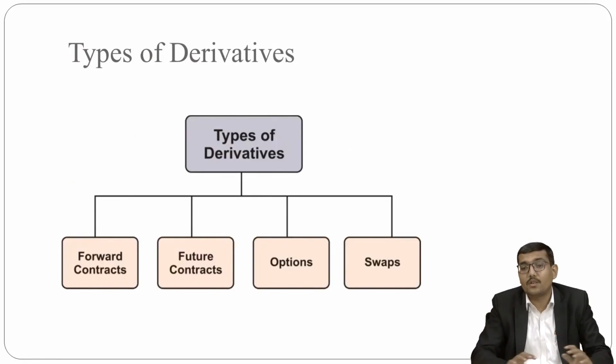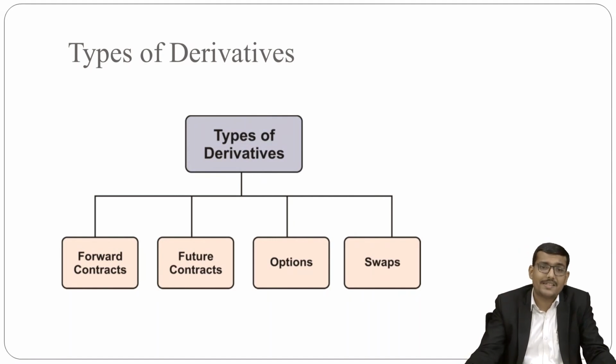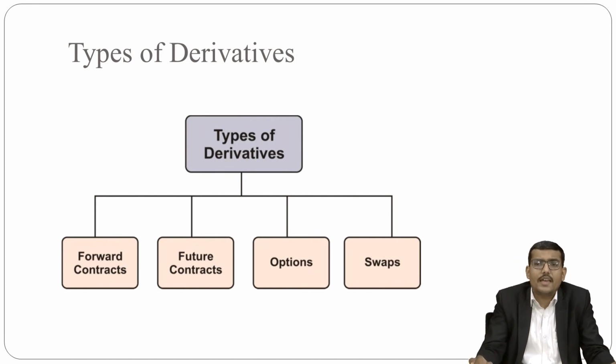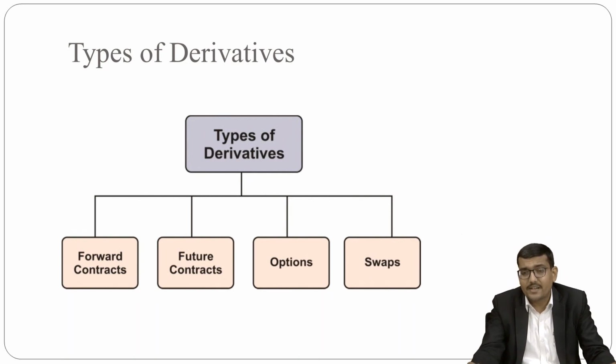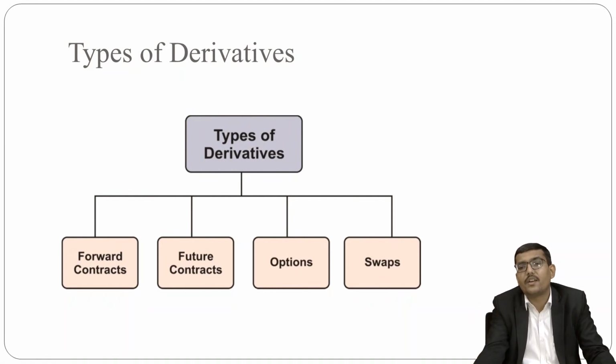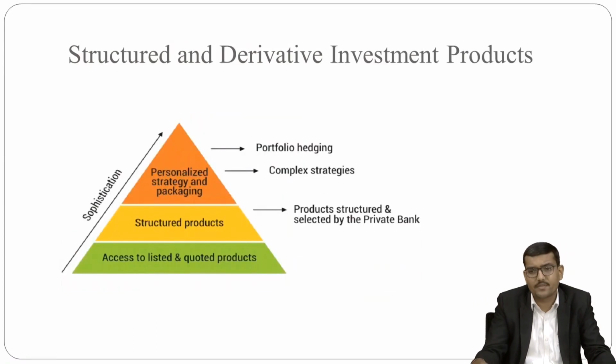Now let's understand what the different types of derivatives are. My dear friends, there are majorly four types of derivatives: first, the forward contract; second, the future contract; third, options; and swaps. So if in your examination the examiner asks you to define derivatives and the different types of derivatives, then you must mention this chart: there are a total of four types of derivatives, that is forward contract, future contract, options and swaps.